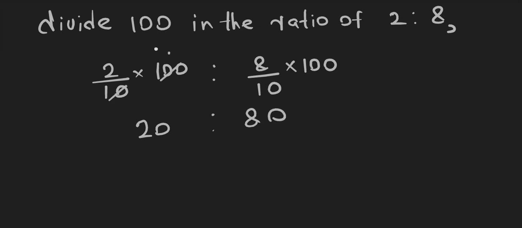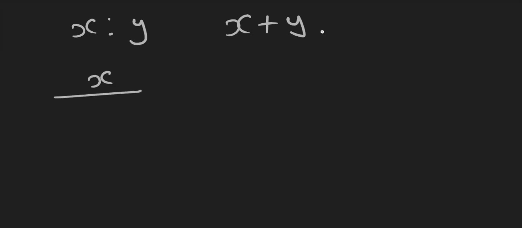Therefore, we get 20 is to 80. 100 divided by 10 is 10. 10 into 2 is 20. 100 divided by 10 is 10. 10 into 8 is 80. Now, if I express this algebraically, if the ratio is given as x is to y, the total number of parts is x plus y. Therefore, the portion of x is x over x plus y is to y over x plus y.